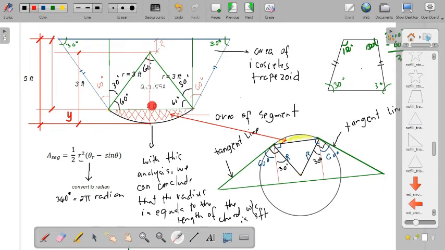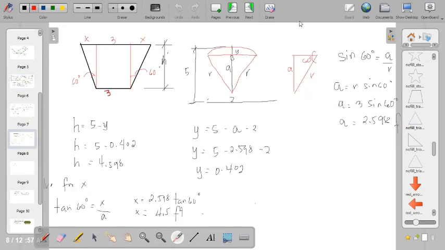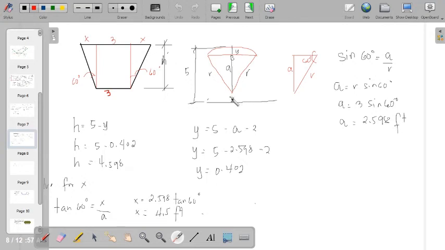Puwede natin i-solve ito sa pamamagitan ng ating triangle na right triangle. Okay, so since this is a right triangle and we have a 60 degrees and this is 3, right? This is 3 feet. So, makuha natin yung height nito. So, papaano ba pagkuha ng height? So, puwede din natin makuha yung A, no? We can name this as A, okay?